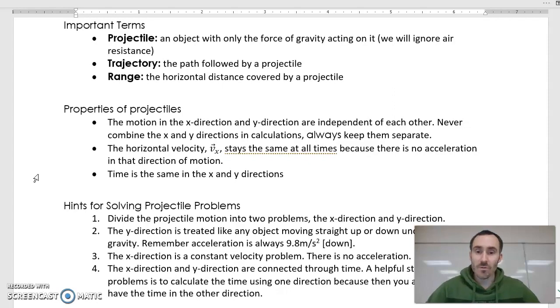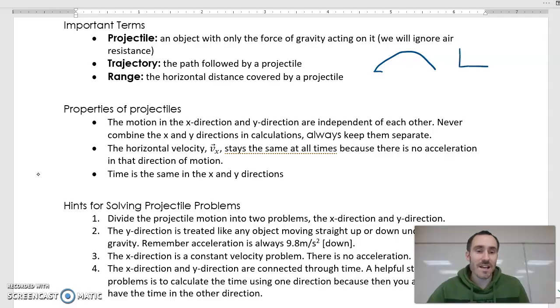Some important things: we just discussed what a projectile was. You also need to know that trajectory is the path that the projectile follows. And so if it starts on the ground, let's say, its trajectory might be like that. If it starts from, let's say, the top of a cliff, its trajectory would be something like that. But in both cases, they would be a parabola.